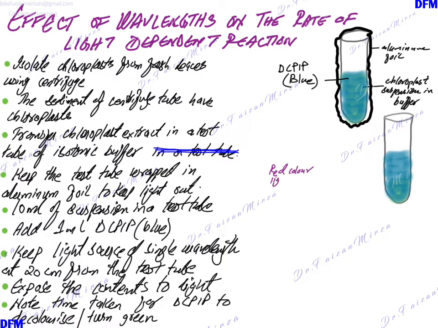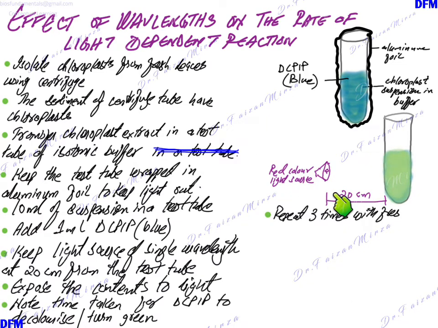So this is the DCPIP, which is blue in color. I'll use, for example, a red color source. I know the wavelength of red color, and I'll mention the wavelength that I've used. I've placed it at a 20 centimeter distance. I'll see the color gets discharged.